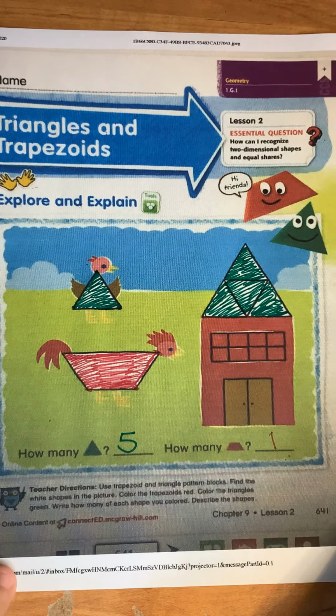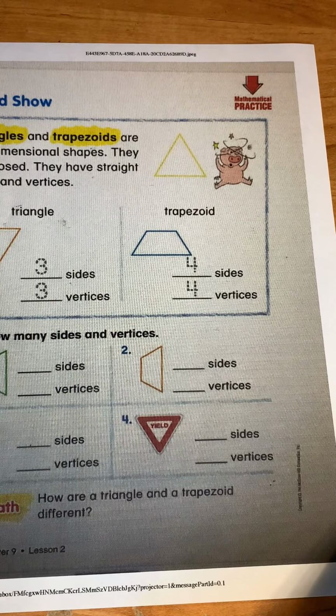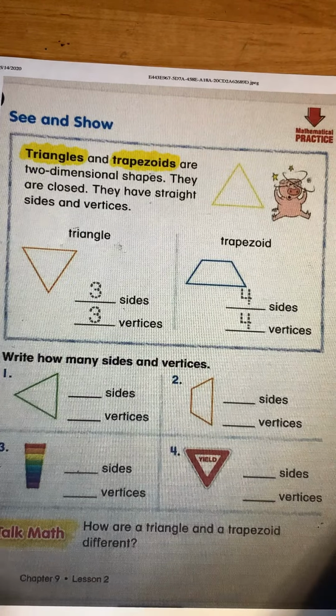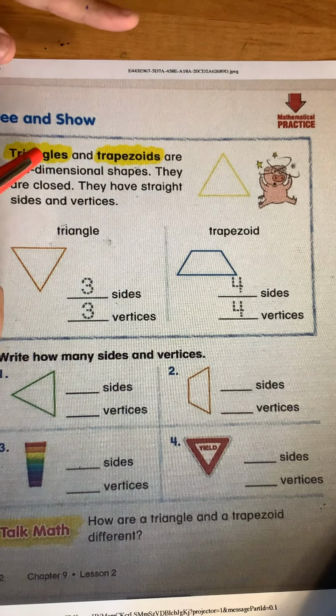All right, now we're going to turn the page over. Whoops, wrong page. Right here. And this is page 642, and we are going to work on this one now. So for this one, the instructions tell us, actually they tell us a little bit about the shapes. So let's go ahead and read that together. So follow along with me, please.